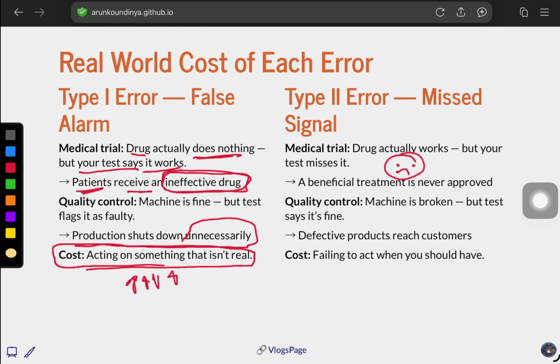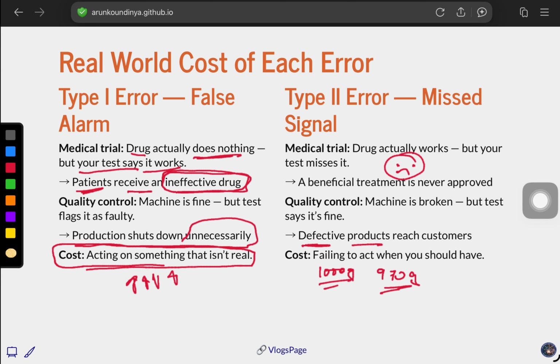And similarly, a machine is broken, but our test says, okay, it's perfectly fine. It's a missed signal. What happens? There is a chance that defective products might reach the customer and it might lead to a huge loss when customers raise complaints about that. Say for example, the weight of each product, if it is a liquid, has to be approximately 1000 grams. Because of the defective product, maybe it is giving 970 grams for each and every pouch or something.